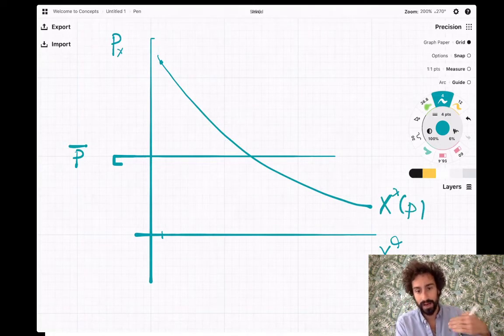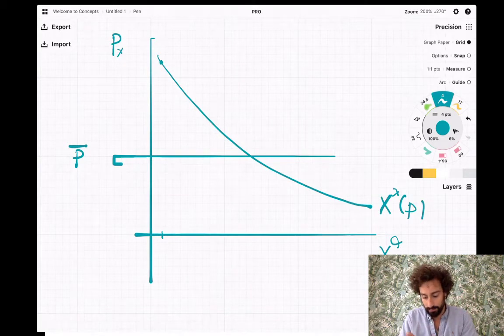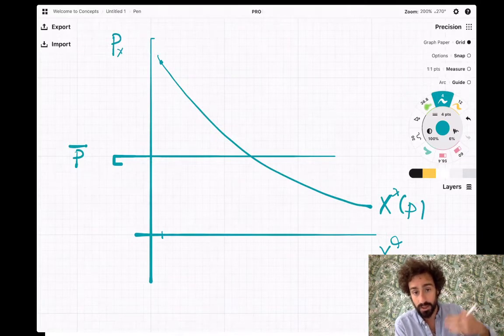This is the value, how much he's willing to demand given a price. Obviously, the axes are flipped. I mean, it's really P of X. It's called the inverse demand curve. It doesn't really matter. The point is that this is the relationship between the quantity demanded and the price. This is the actual price that she's paying in the market. P bar is the actual price that she goes and pays.